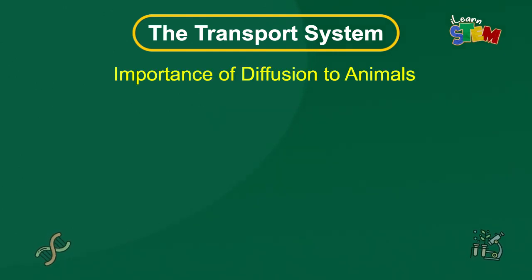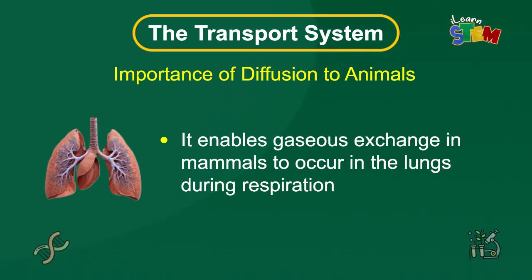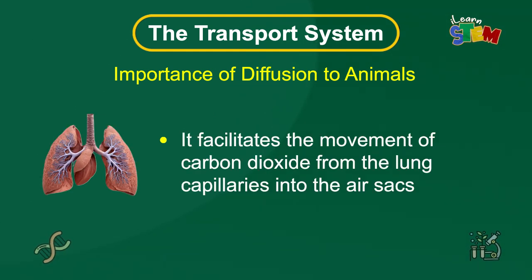Let's see the importance of diffusion to animals. 1. It allows the intake of oxygen and nutrients from the mother to the fetus through the placenta. 2. It enables gaseous exchange in mammals to occur in the lungs during respiration. 3. It facilitates the movement of carbon dioxide from the lung capillaries into the air sacs.